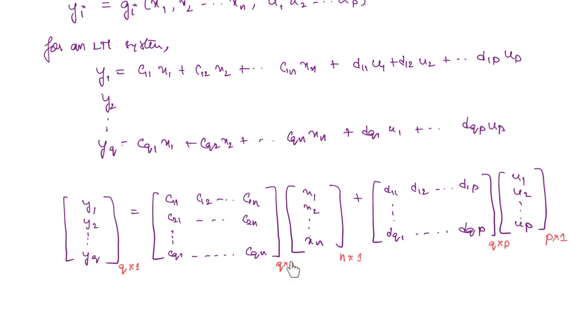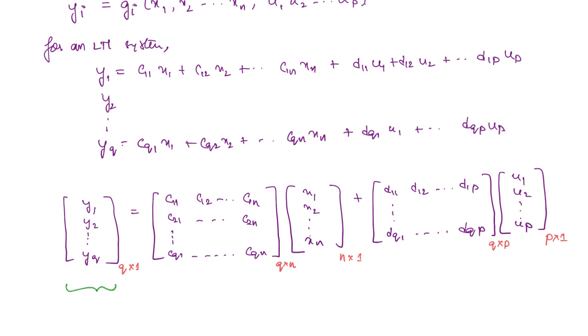So you can see here this n and this n is equal. So multiplication is possible. The resultant is q into 1. Here p and p are equal. Resultant will be q into 1, which is equal to q into 1. So this equation is also correct.